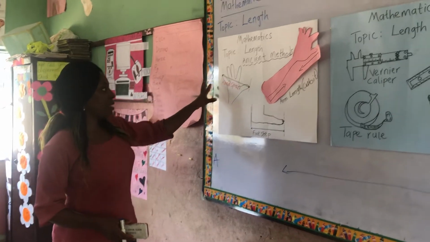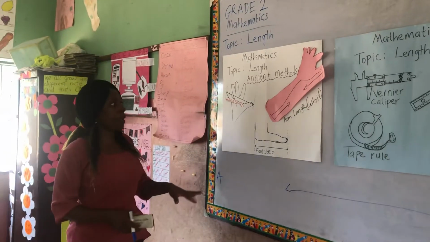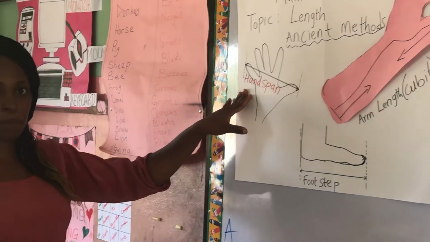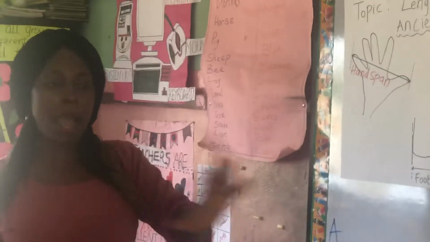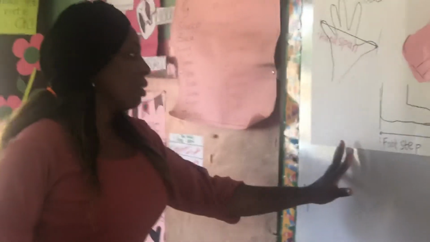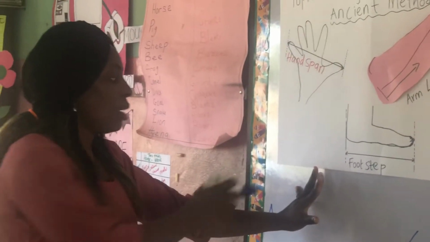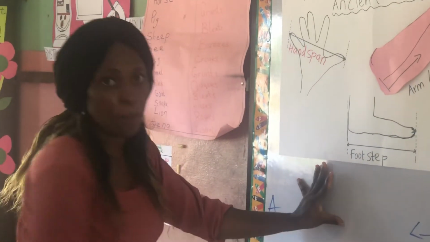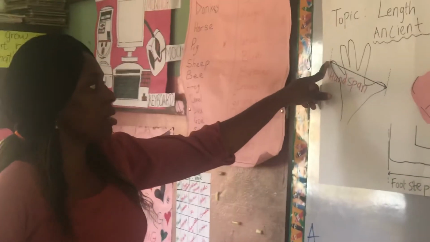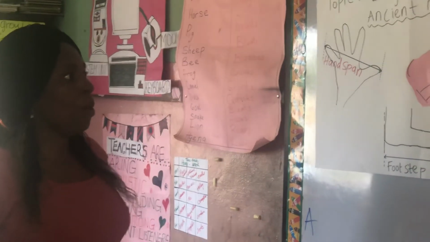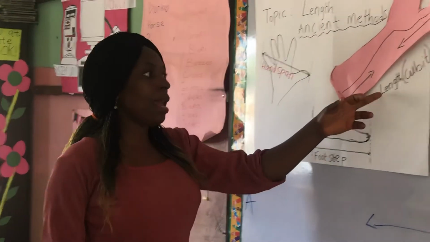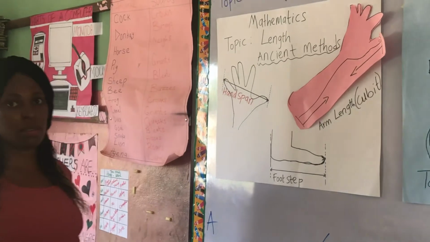We have the handspan. You can see the shape here of the handspan. It's simply by spreading your palm from the index, the little finger here, to the thumb, gives you the handspan. The distance between this little finger to the thumb is your handspan. While we also have the arm length or the cubits.